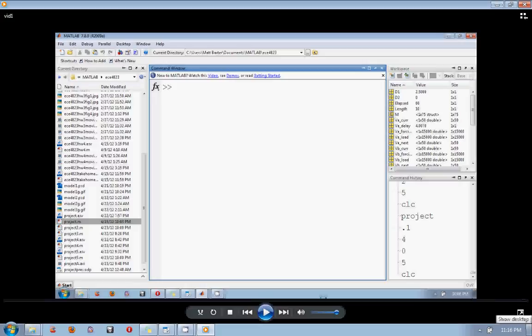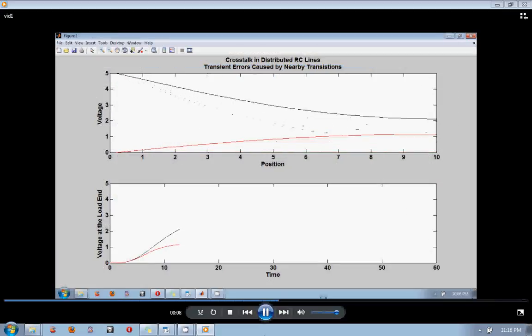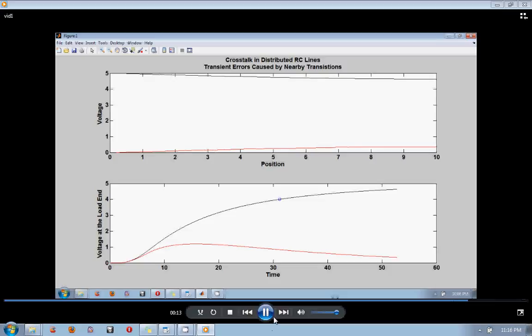For the first demonstration, wires will be initially uncharged, and then only one wire will be driven to a logic high value with a finite rise time. Here we can see the driven wire pulling up a voltage on the undriven wire. If the coupling is strong enough, this could cause transient errors in the undriven wire. The circle represents when a driven wire reaches 4 volts, an arbitrarily chosen threshold for a logic high value.